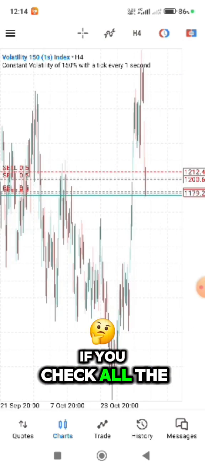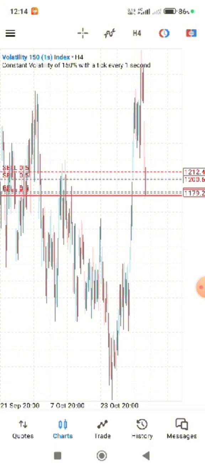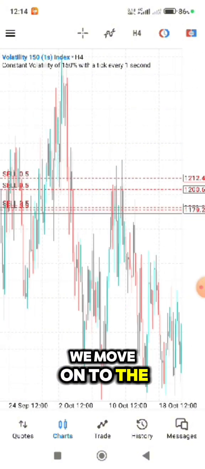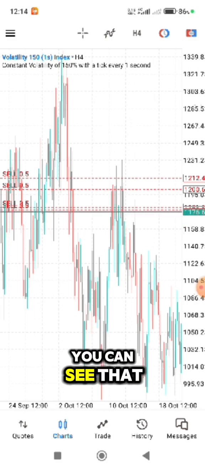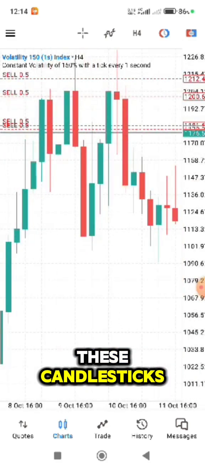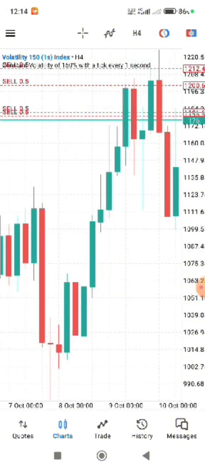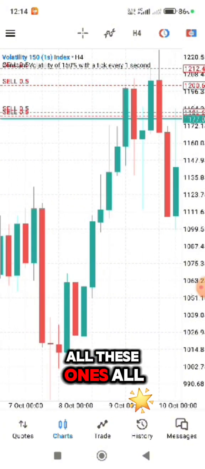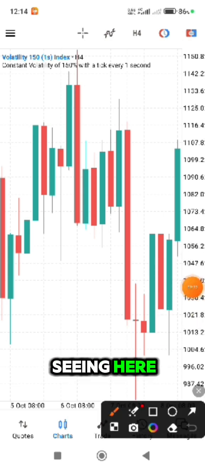If you check all the turning points, let me move on to this area. Let me move on to the left side. If you look at the turning points, you can see that these candlesticks, they have the hammers, all these ones. This is the same pattern that we are seeing here.